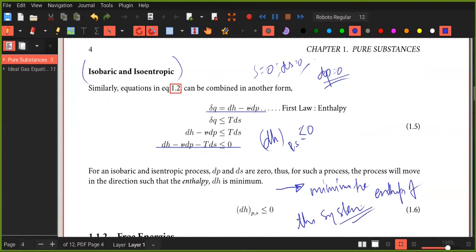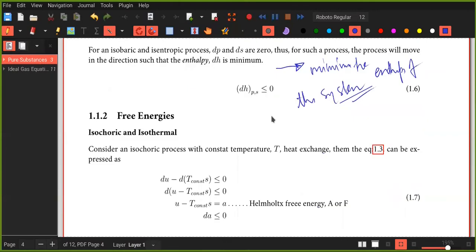Okay, so we can see that in these two cases, as we have an isentropic process, the directionality is not governed by entropy. Entropy does not play any role in these two special cases, but in general it does. Okay, we'll look into free energies. So before looking into free energies, we'll look into another special case in which the process is isochoric and isothermal. This is quite significant.